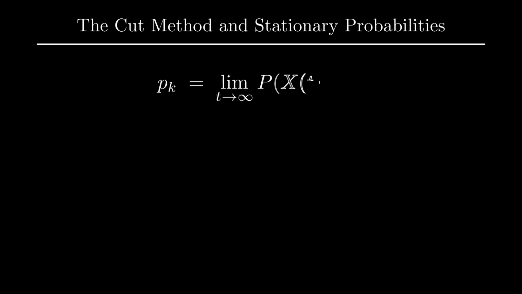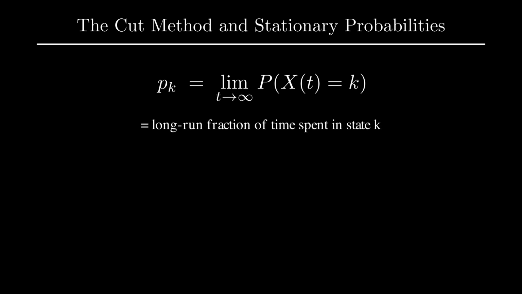Let us first define what we are after. The stationary probability, P sub k, is the long-run probability of finding the chain in state k. Equivalently, it is the fraction of time the system spends in state k.